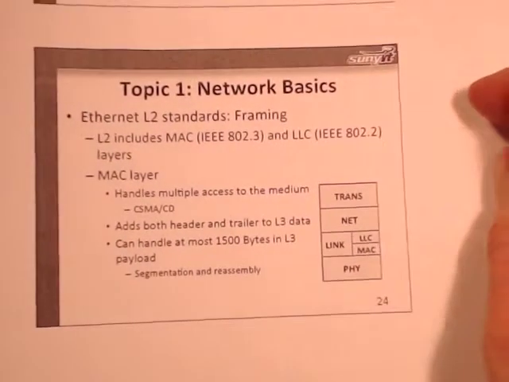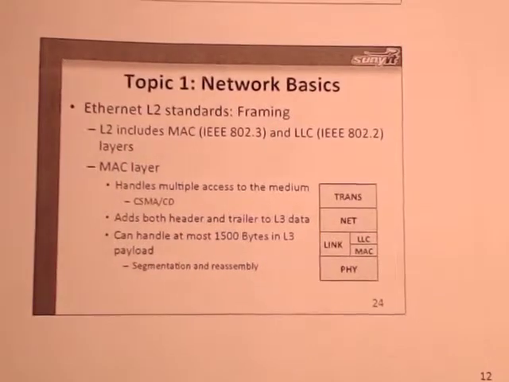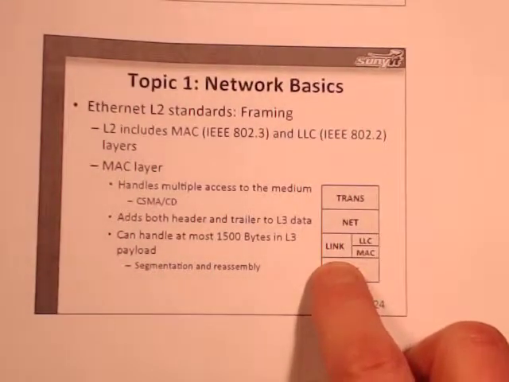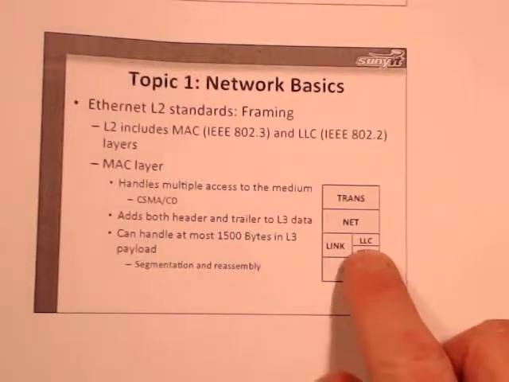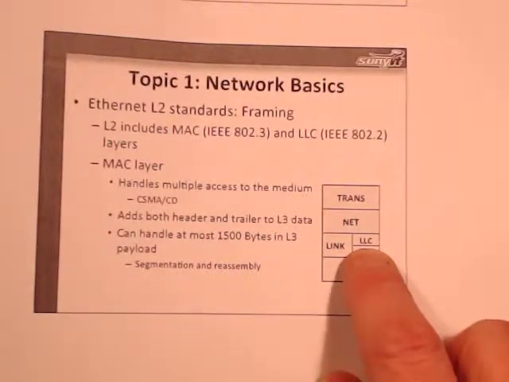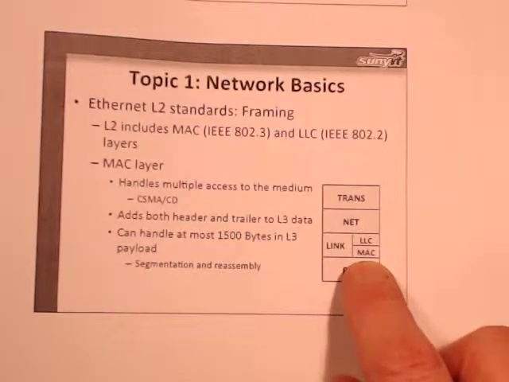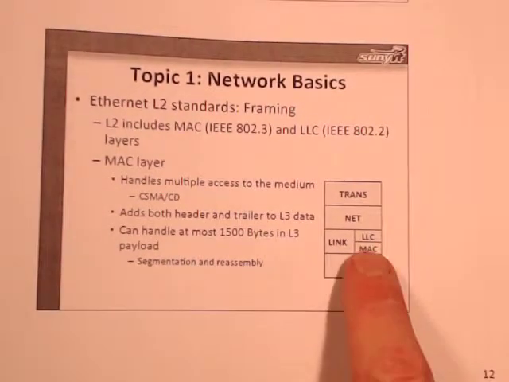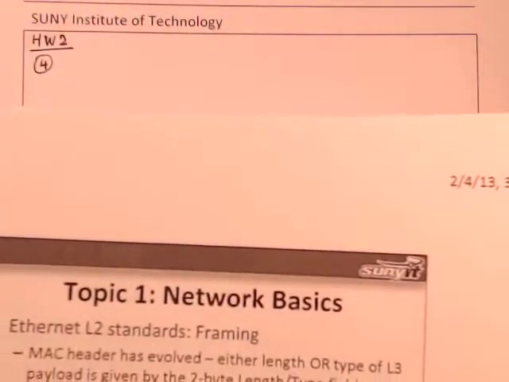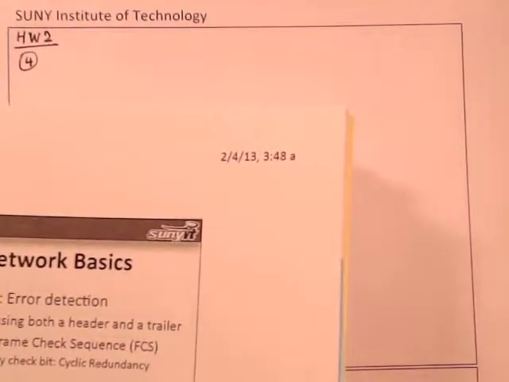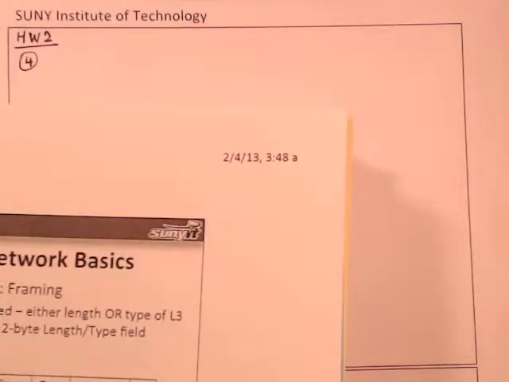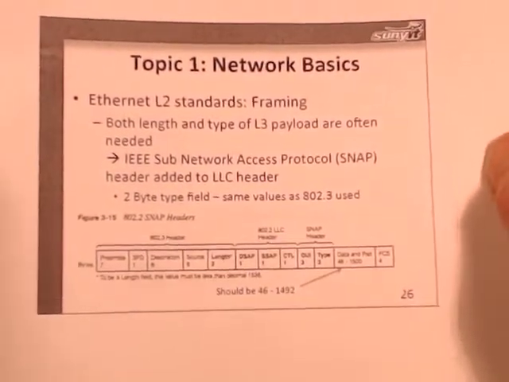And basically this is the slide which shows how the link layer, that is layer 2, is divided up into two pieces, the LLC and the MAC. Logical link control and medium access control. Okay, and the question is, when we use the SNAP header, where does that fit? Well, here's the SNAP header slide.